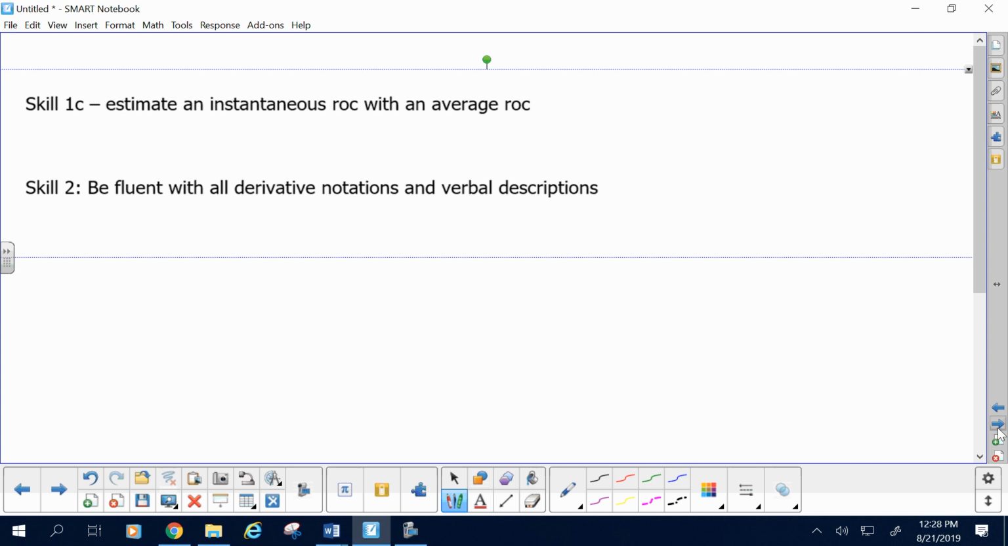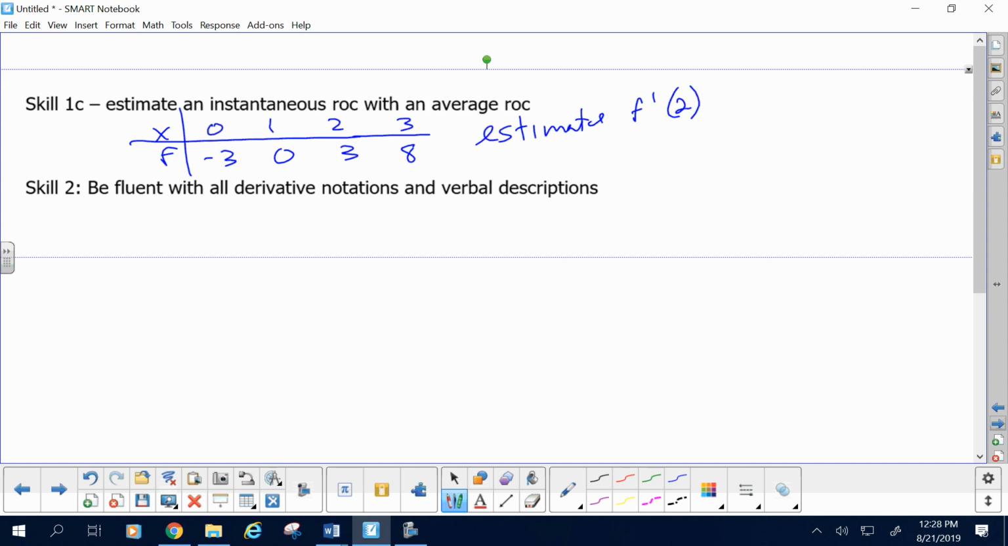Is this the right next thing on your notes? Okay. You should be able to estimate an instantaneous rate of change with an average rate of change. Think table. If you had a table of 0, 1, 2, 3, and the f values were -3, 0, 3, 8. If I asked you to estimate f prime at 2, I can imagine you would take 3 different answers. What's one way to estimate the instantaneous rate of change at 2?